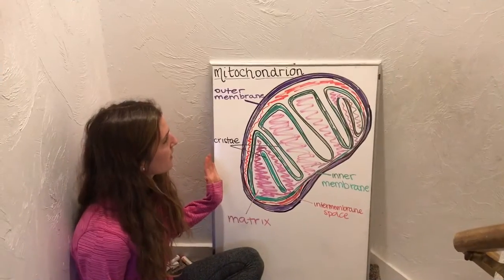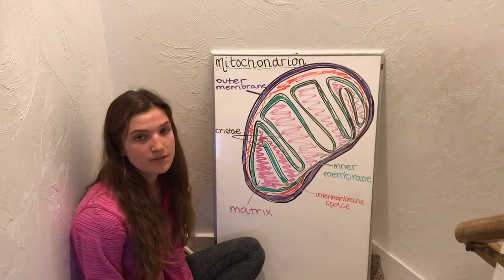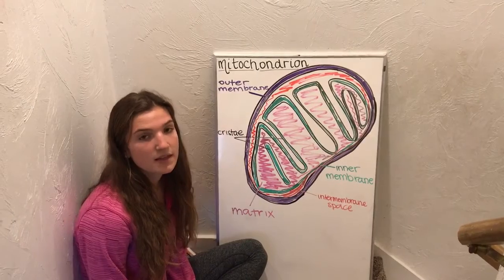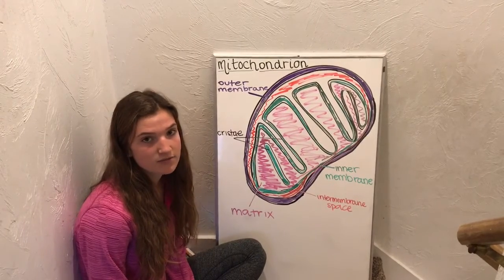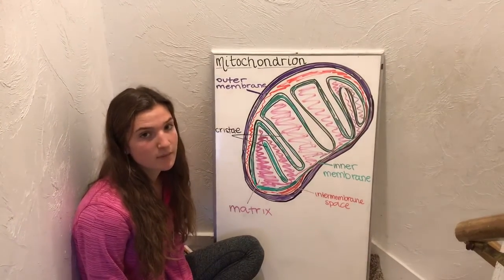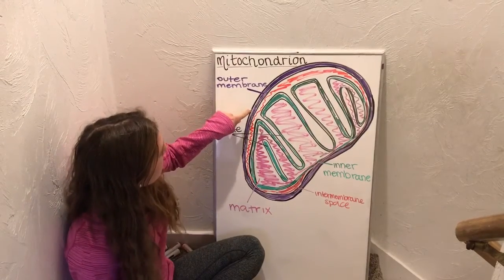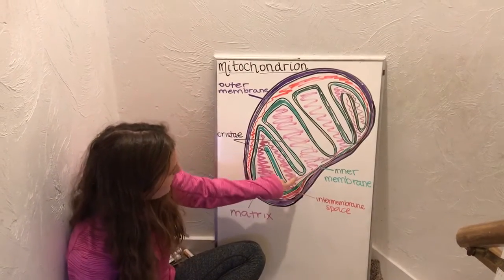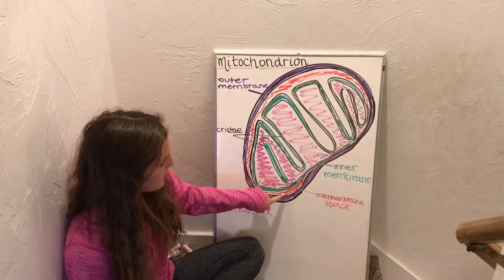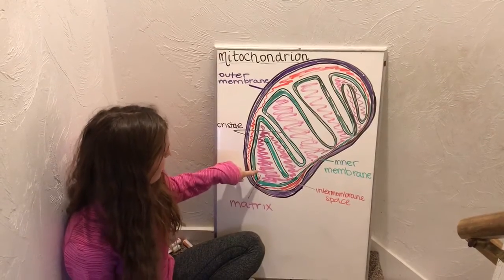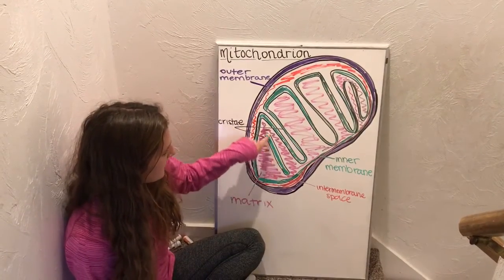This is a diagram of the mitochondria. The mitochondria is home to 2 of the 3 steps of cellular respiration. The citric acid cycle and the oxidative phosphorylation steps both happen in the mitochondria. Here's the outer membrane in purple. The inner membrane is in the green. The inner membrane space is in the red. The matrix is in pink. And the cristae are these little folds in the inner membrane.